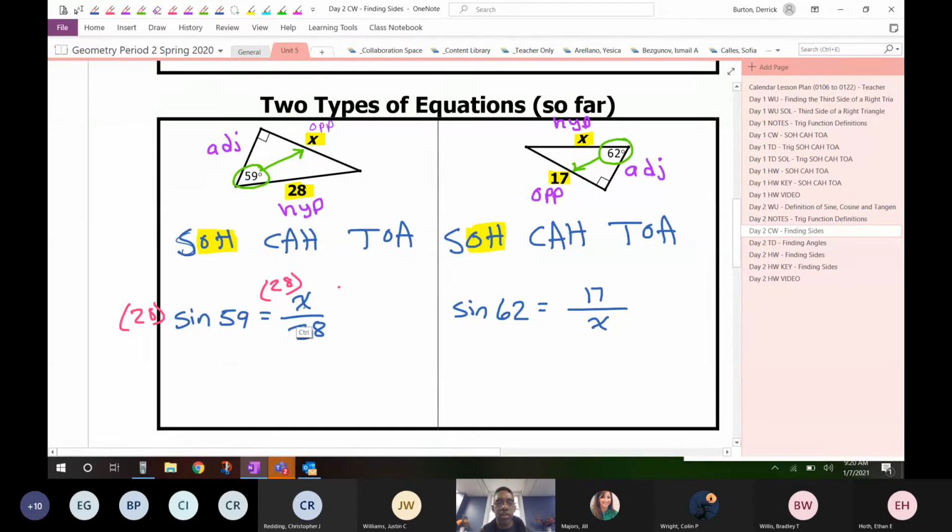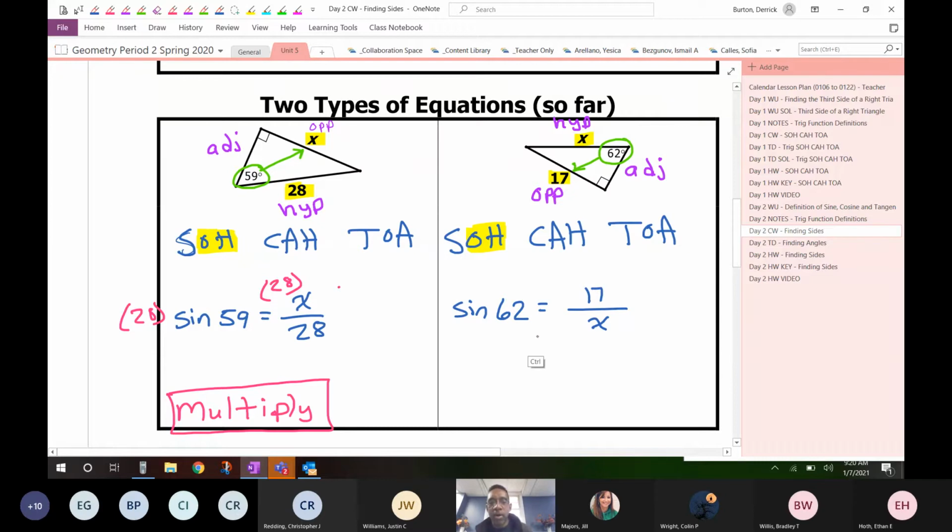Okay, so when the variable is in the top, you multiply. All right, go ahead and write that down real big. For this situation, you multiply. That's how we solved it.